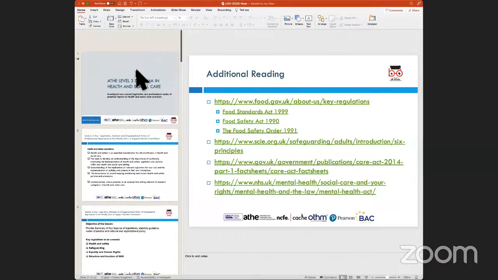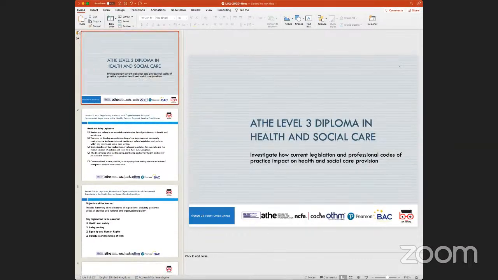Okay, so let's look at a couple of things today with regards to this particular unit, which is health and social care, and this is a specialist unit that we are looking at covering. If you give me just one second, I also want to bring up the unit specification. Okay, here we go.